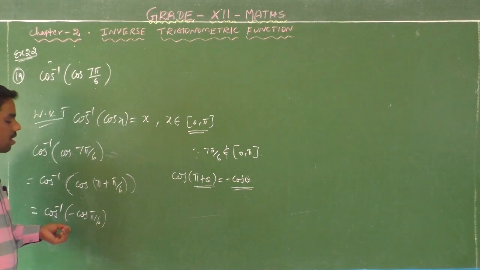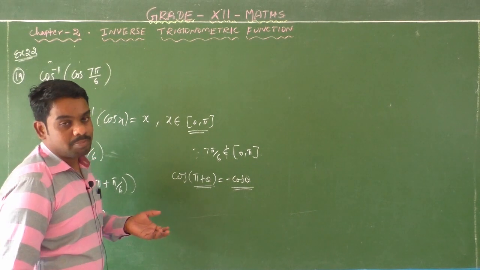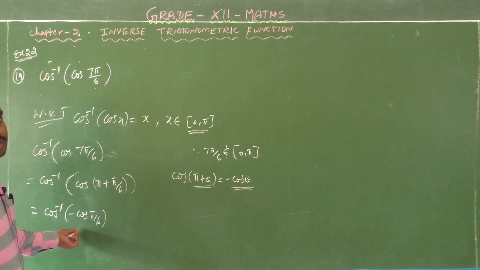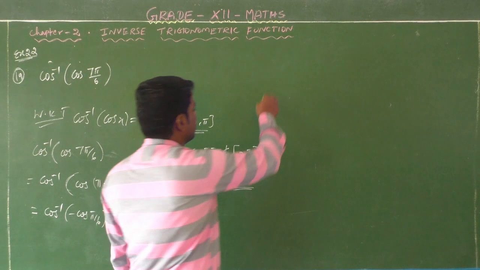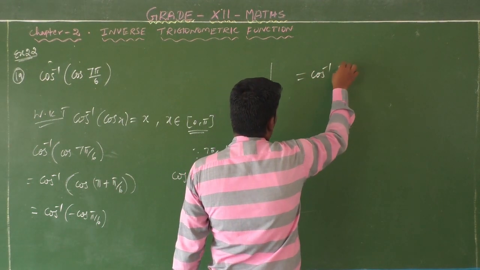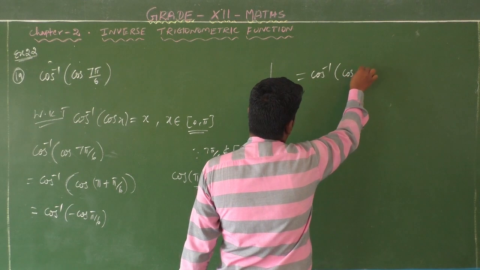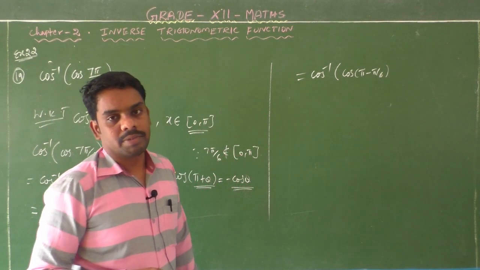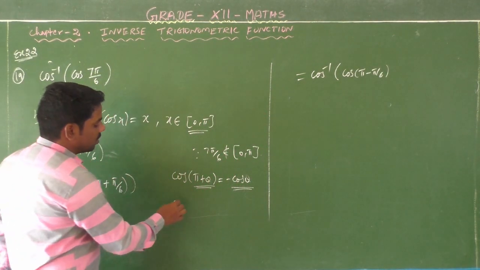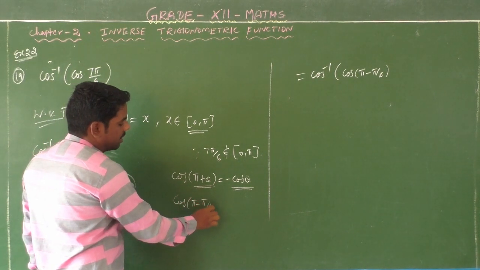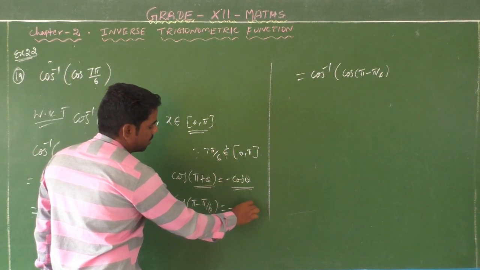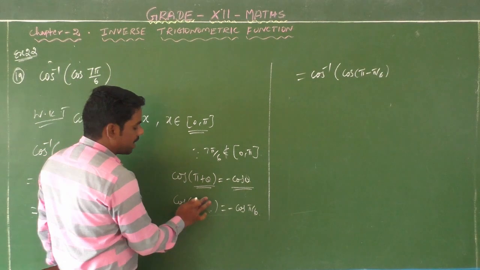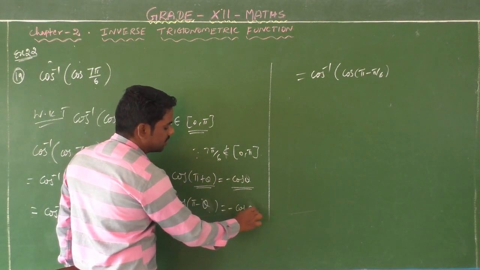You know that cos of minus x is equal to plus cos x. But here it is given minus cos pi by 6. So minus cos pi by 6 is written as cos of pi minus pi by 6. Why, sir? Listen, cos of pi minus pi by 6 is equal to minus cos pi by 6. That is, cos of pi minus theta is equal to minus cos theta.